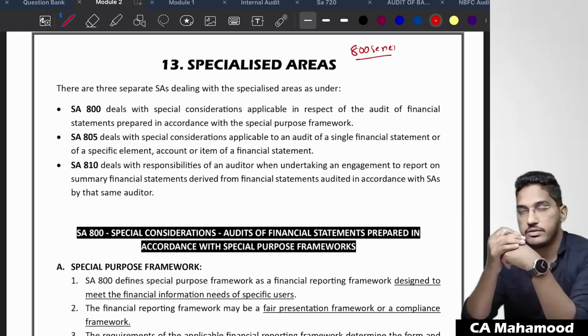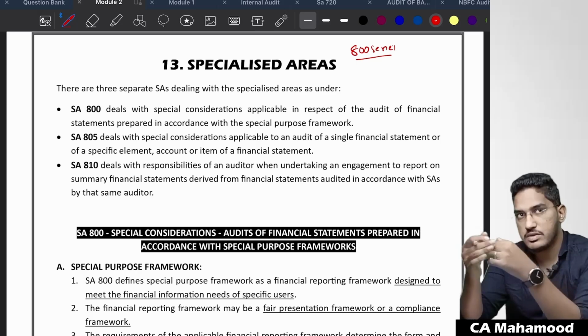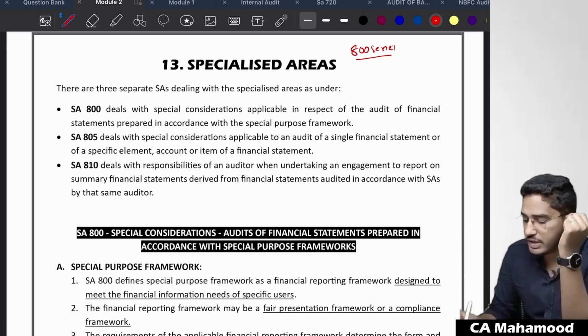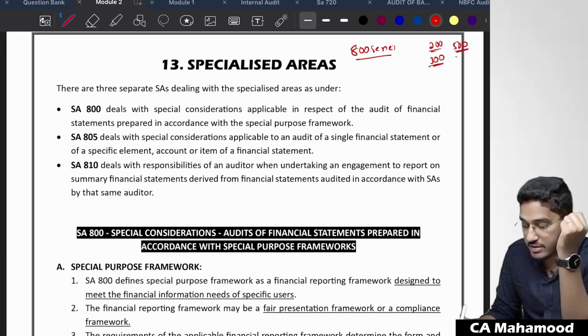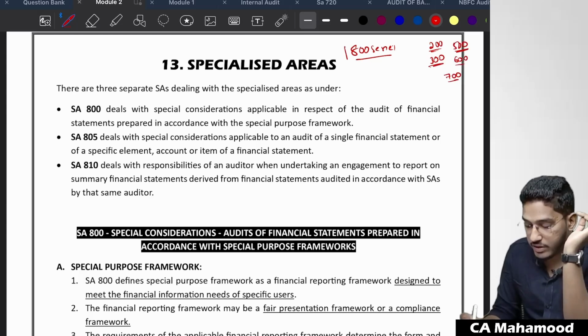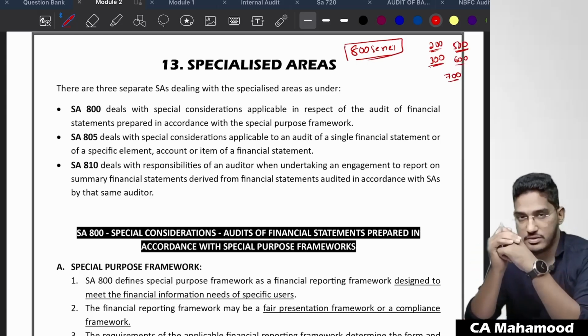As a part of our earlier discussion, we have covered standards from different series. We have covered a few standards from the 200 series, a few from the 300 series, the 500 series, the 600 series, and the 700 series. Now we are going to look at the 800 series of standards.